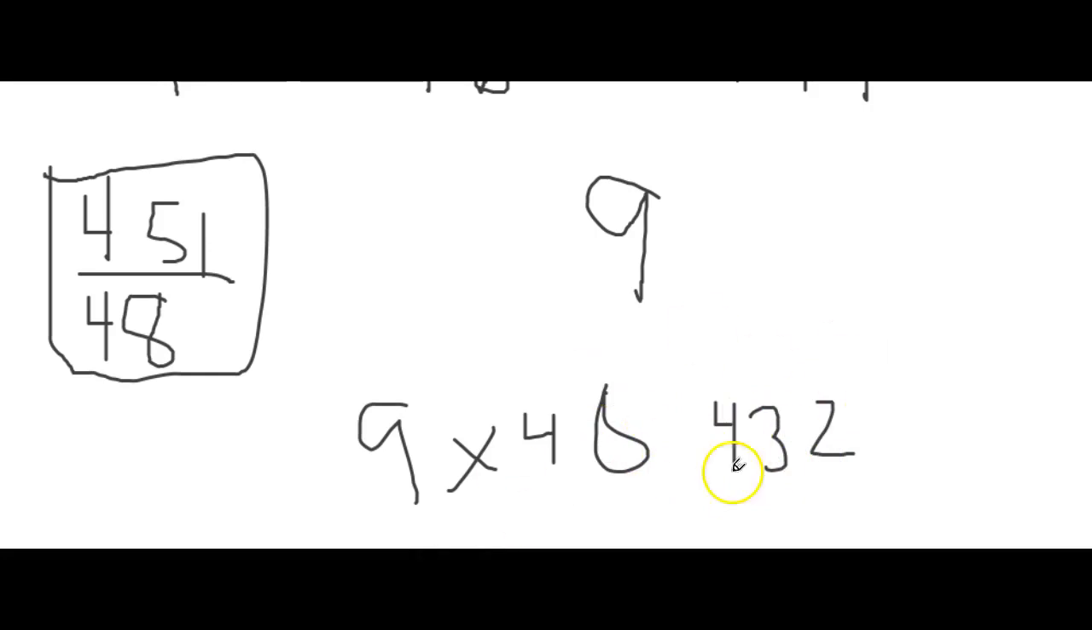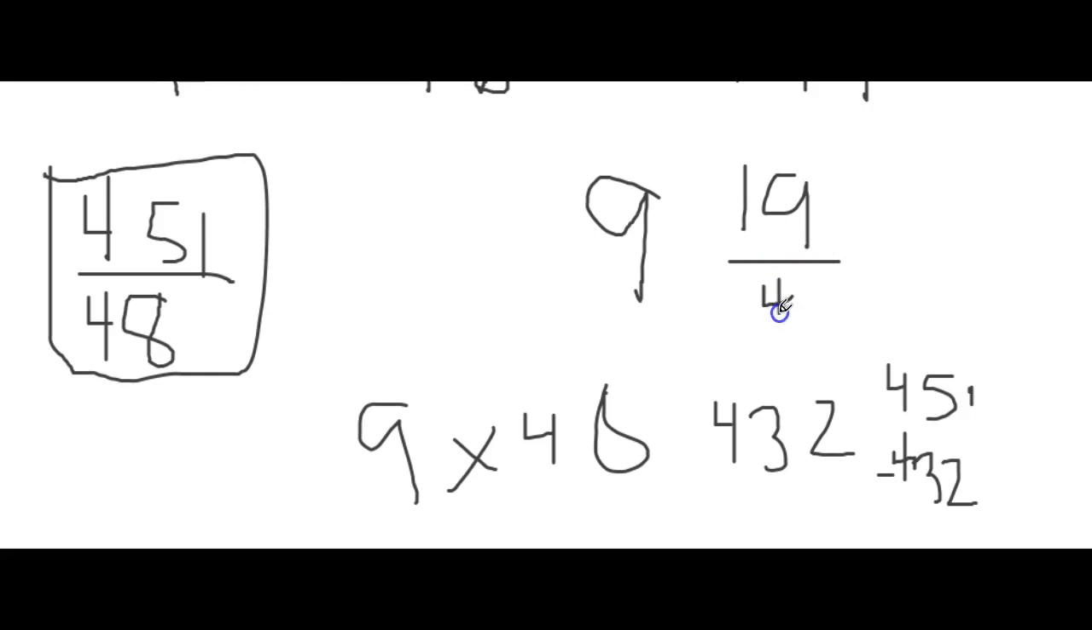Okay, so now how much is left over? So we're going to do 451 minus the 432. So we have 451 minus 432. And that gives you 19 that's left over. So the answer here will be 9 and 19 over 48. 19 is a prime number. It's not divisible by anything. So that would be our final answer. All right.